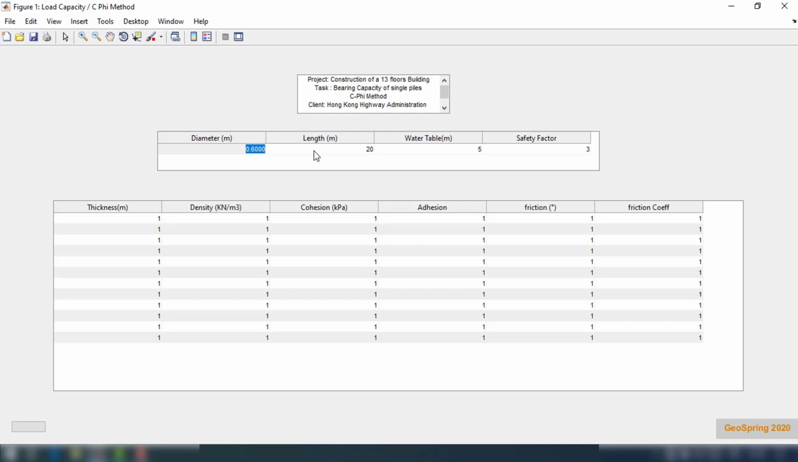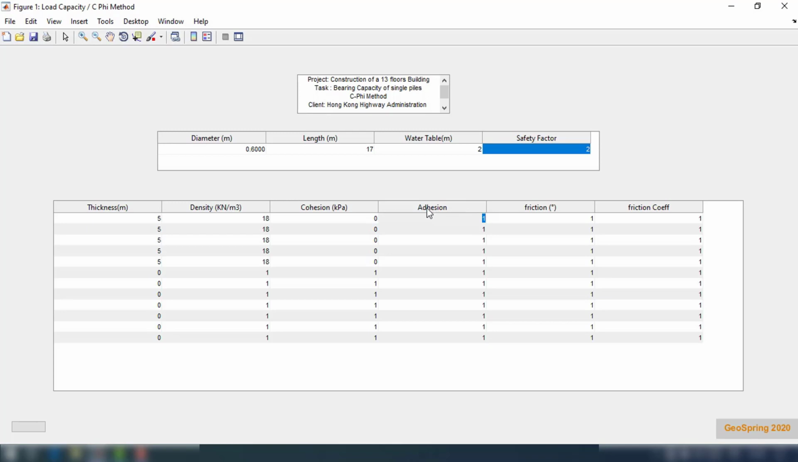Okay, let us say, for example, 0.6. Let us say that the length is equal to 17, the water table is at 2 meters, and our safety factor is equal to 2. Here we can put the thickness of each layer, and here we will put the density of each layer. Here the cohesion. For example, let us say that all the cohesion in this case are equal to 0.